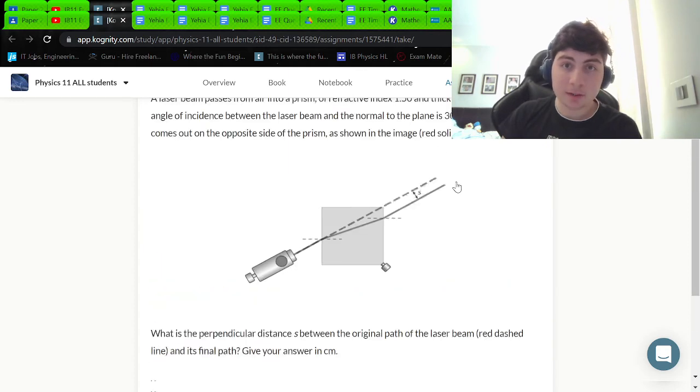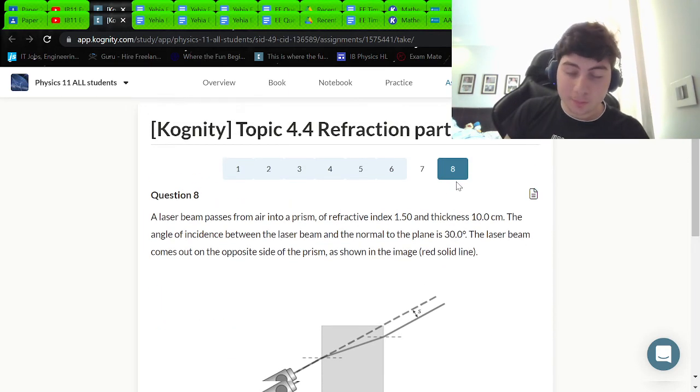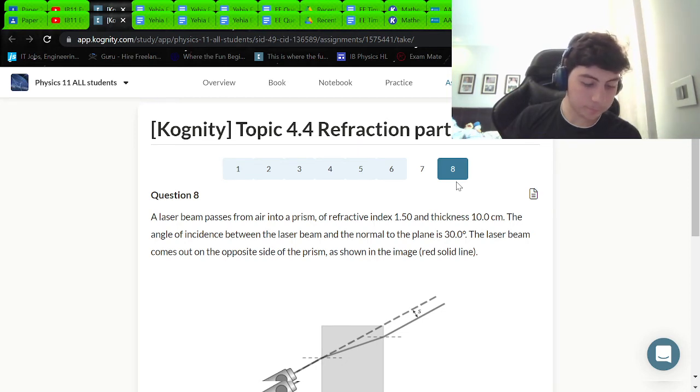Do we even have the lambda? We don't even have the lambda, dude. Okay. Um, yeah, I have no idea whatsoever. Let's try. Is it double slit diffraction? It's gotta be double slit diffraction.